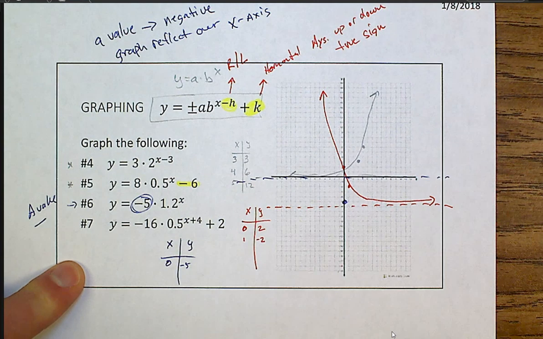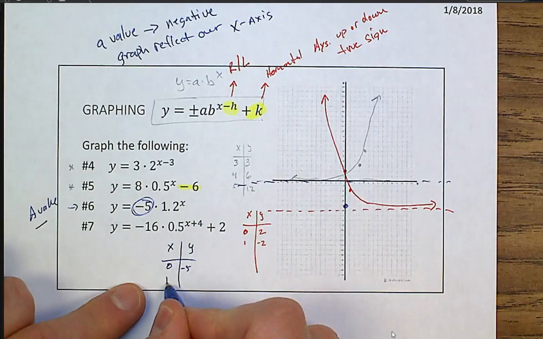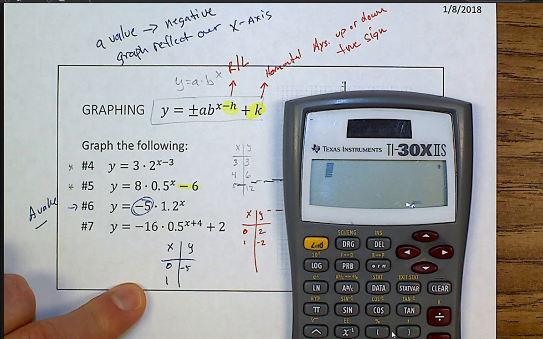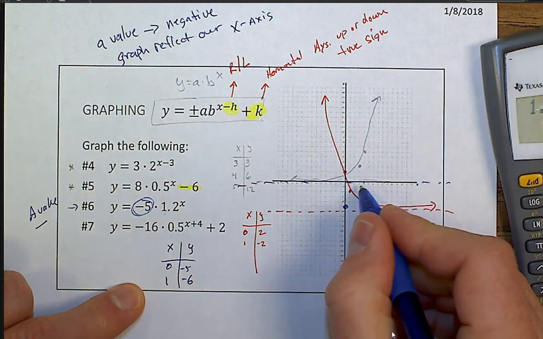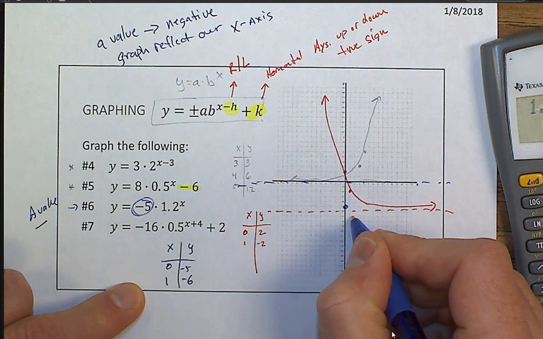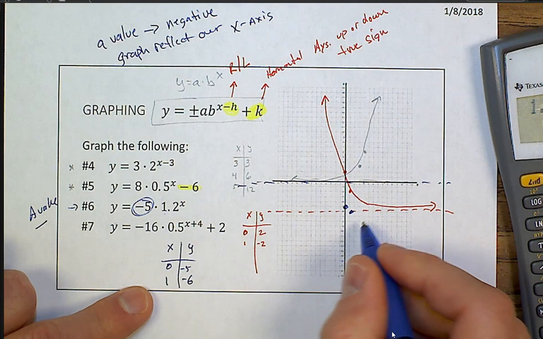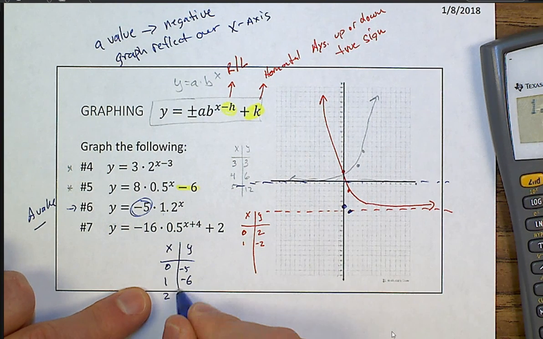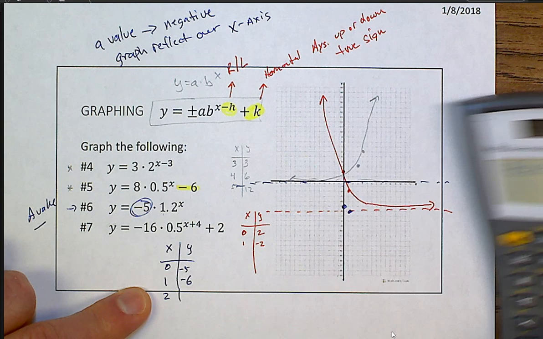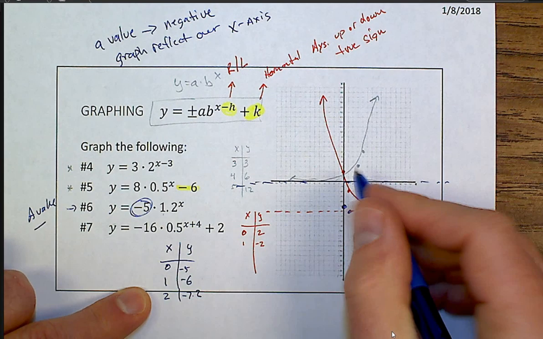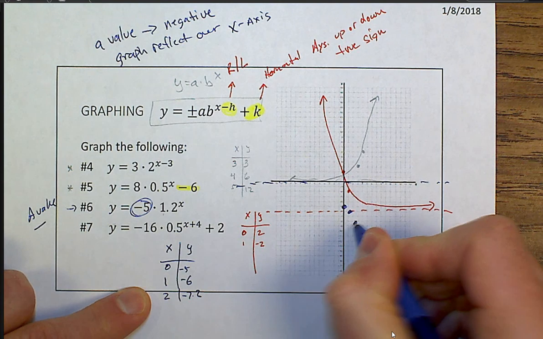All right? Let's plug in like a 1. Now you may need your calculator for this. So 1.2 to the first power is just 1.2, so 1.2 times negative 5 gives me negative 6. So 1, negative 6 would be right there. And this graph's going to continue to fall down. If I plug in a 2, I'd have 1.2 squared, and then I'm going to multiply that by negative 5. That's going to give me negative 7.2. So negative 7.2 is somewhere down in here.